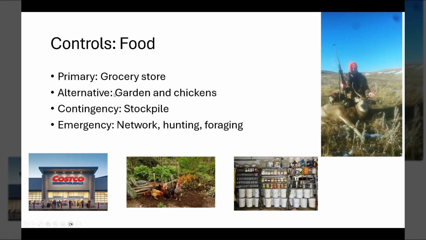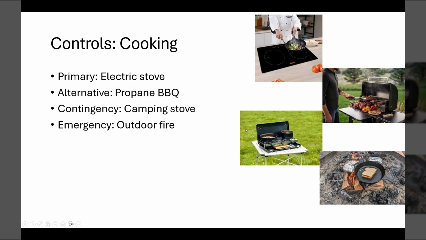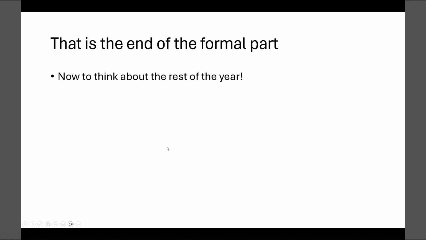Controls for food. If your primary is the grocery store, your alternative might be a small garden or your own chickens. A contingency might be your own stockpile. Emergency might be turning to your network to help get food, or hunting or foraging. Cooking. Your primary is an electric stove. Your alternative is a propane barbecue. Your contingency is a camping stove, and your emergency is an outdoor fire.